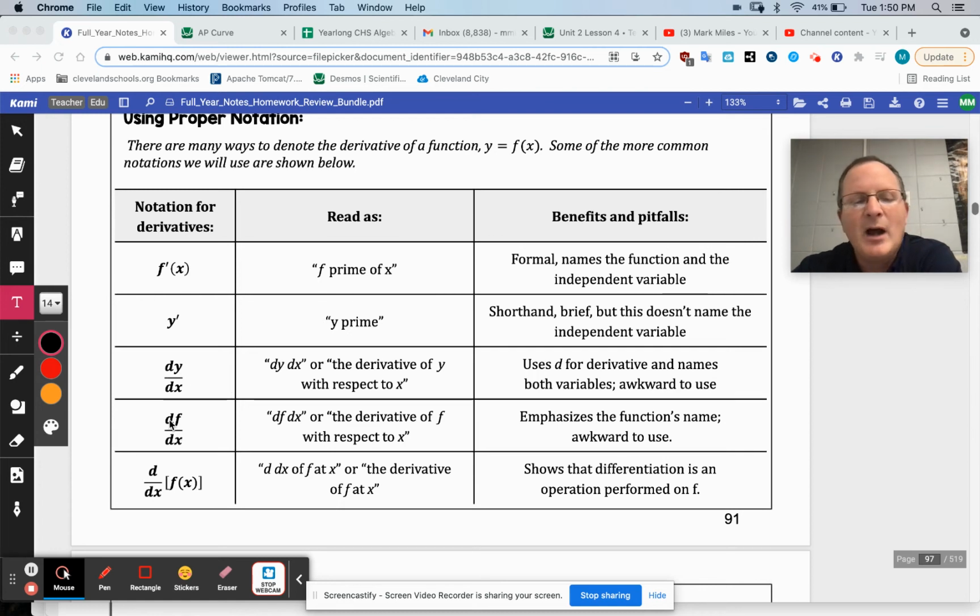This I don't see quite as often, df dx. If the function's name is there, that one's rare. This one is used a lot: the derivative of f of x. I don't like saying it the way she said it there. I just think of this as the derivative of f of x. So d dx of f at x, that seems a little weird to me, but that's a very popular notation. I definitely would just call that the derivative of f of x with respect to x. That's how I would say that.